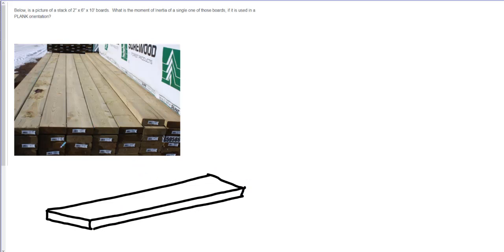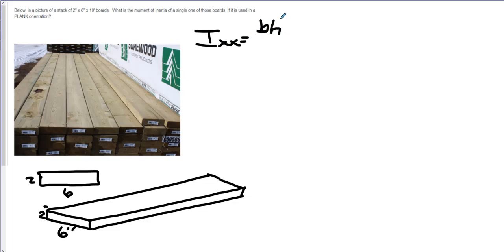It's actually in the picture in a plank orientation already. But 2 by 6 by 10, so 6 inches is this dimension, 2 inches is this dimension. If we were looking at that from the end, we would see 2 inches and 6 inches. They're asking for moment of inertia. The formula is base times height cubed divided by 12. Most people who got this question wrong did not draw the board that way. They drew the board in joist orientation, but it says plank orientation in the question.